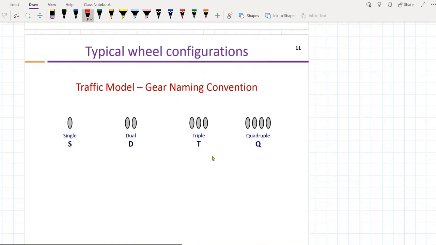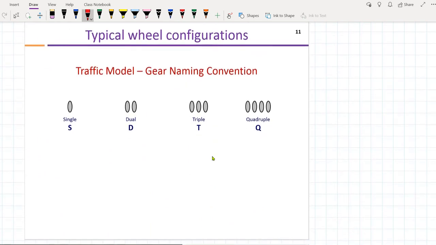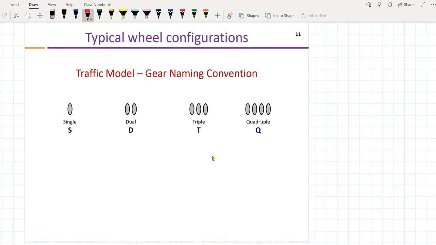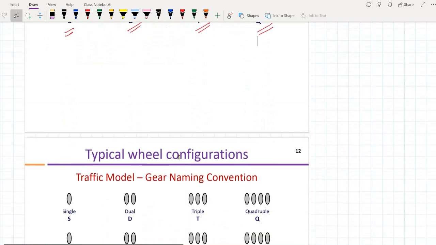So let's look at how these wheels are named. If there is one wheel, we call it single. This configuration is called single, S. If there are 2, we call it dual, D. If there are 3 in one row, we call it triple, T. And if there are 4 wheels in one row, we call it quadruple, Q. So S, D, T, and Q. Okay, these are the basic naming conventions.